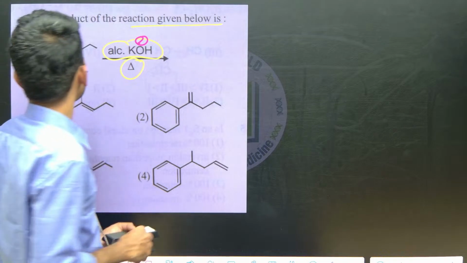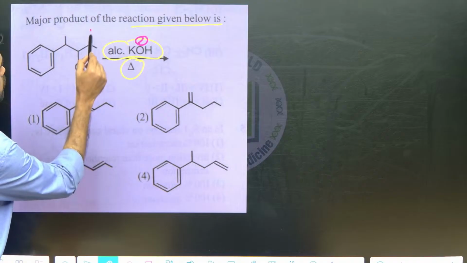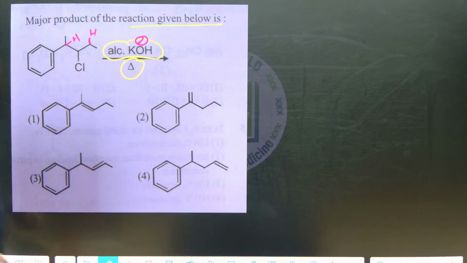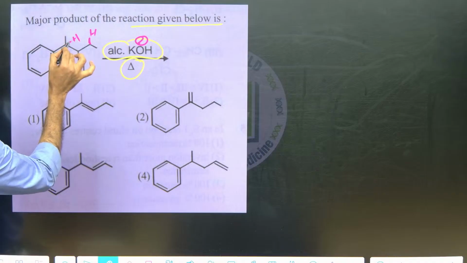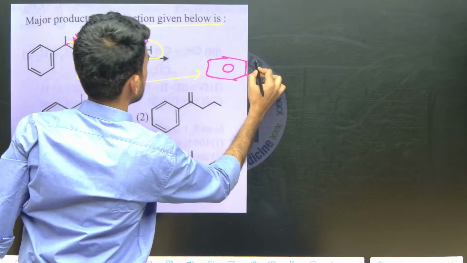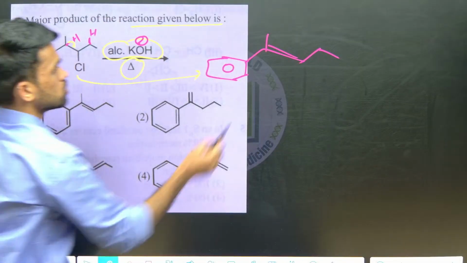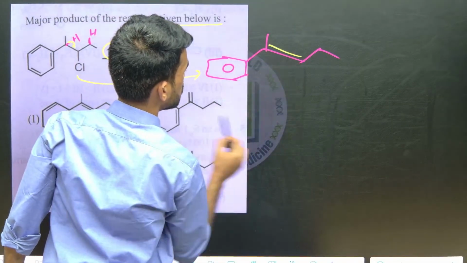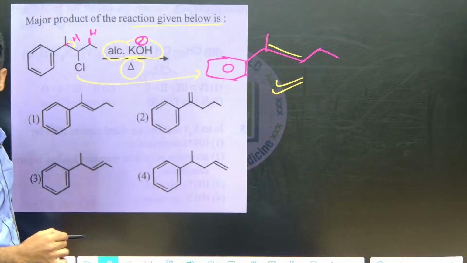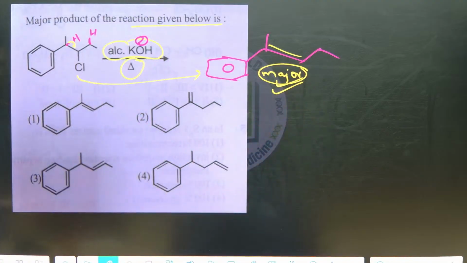The major product of the reaction given below is, so I can remove a beta proton from here or from here, but which is major? Internal alkenes are major. Because if I remove from here, you will get a conjugated alkene, like this. If this conjugated alkene is formed, then it will be in conjugation with the ring pi electrons, so it is considered to be major. So where do we have such a product here? Observe this first option, that will be your answer.